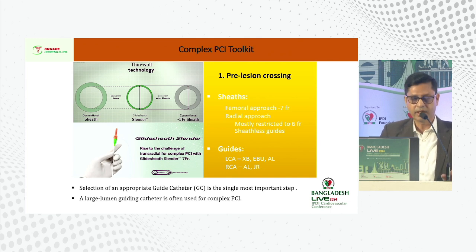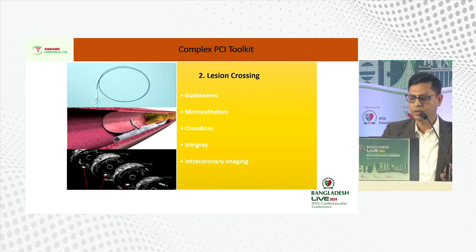of slender sheaths. The selection of appropriate guide catheter actually is the single most important step, and a large lumen guide catheter is often used for complex PCI, particularly if you plan for double stenting, if you plan for KBI, or if you use bulky devices. And lesion crossing toolsets are guide wires, microcatheters, and sometimes for CTO lesions, Crossbar, Stingray, and you must have some facilities of intracoronary imaging.